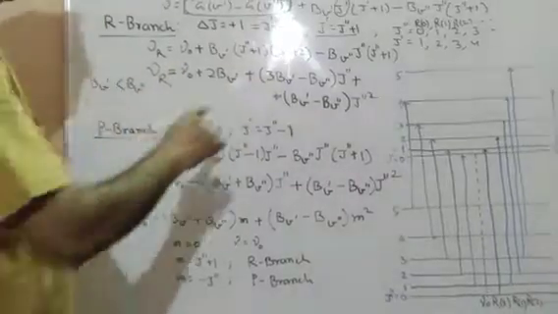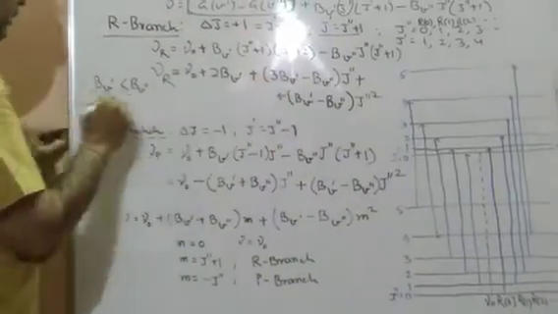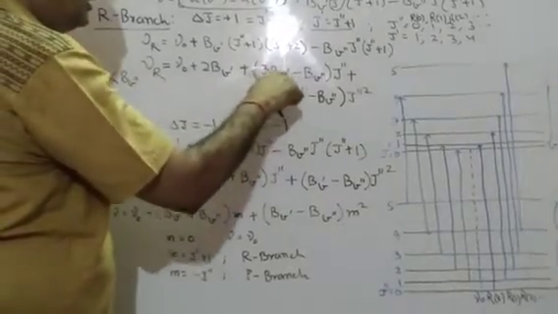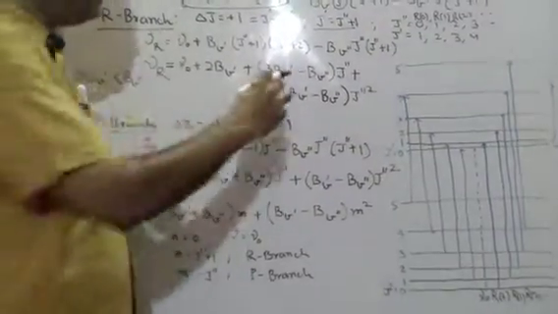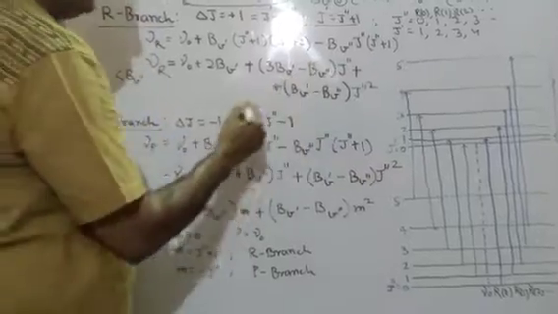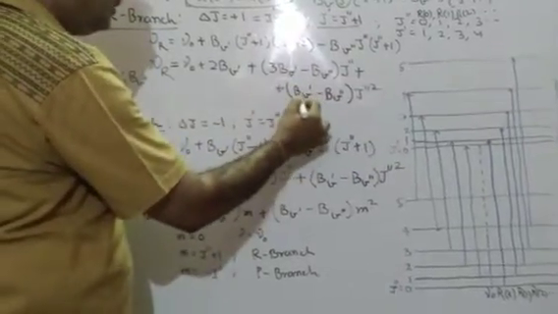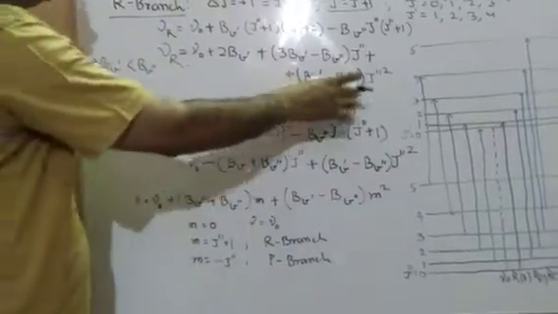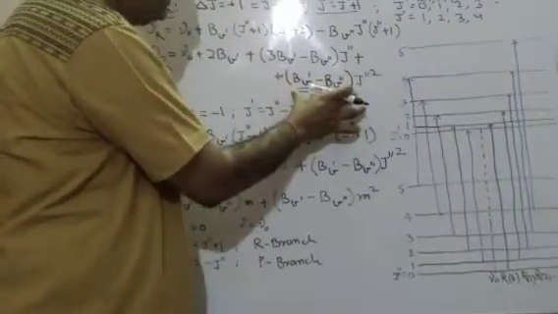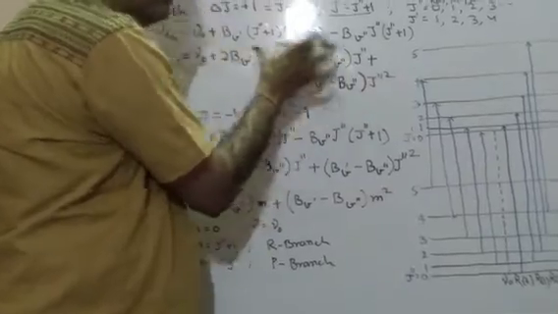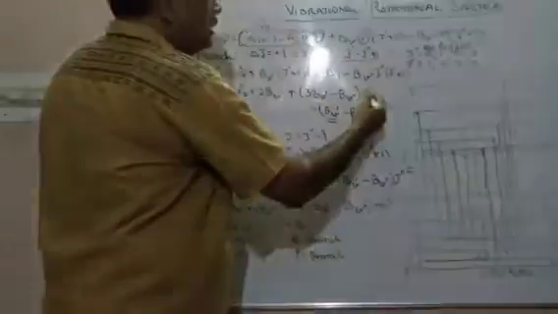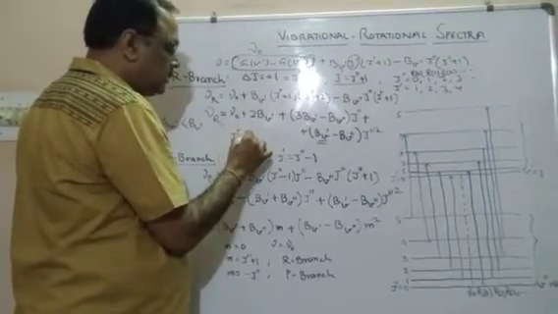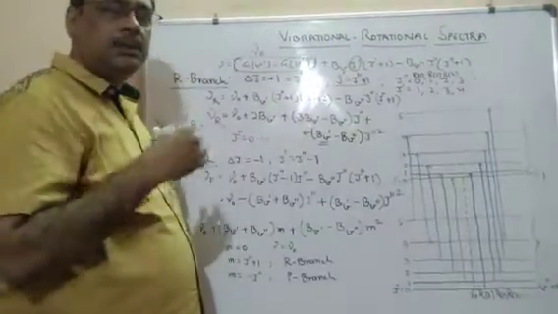So, but here you see that 3BV prime, this one, is greater than BV prime. But here you see BV prime minus BV double prime. So this term will be negative. This will be slightly positive. So what happens when we go from the j double prime 0 to higher increasing numbers, higher numbers?